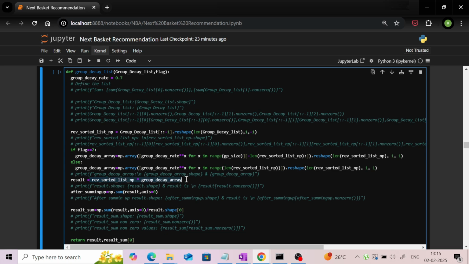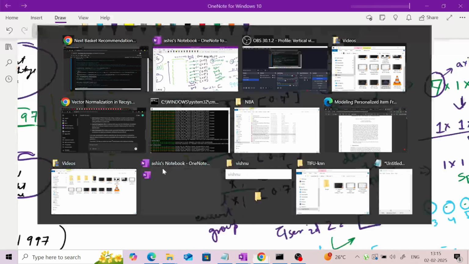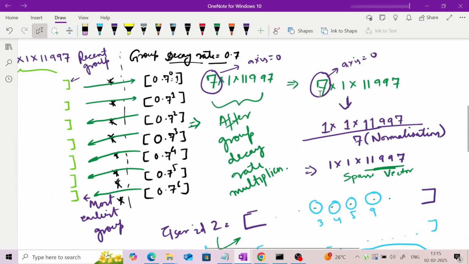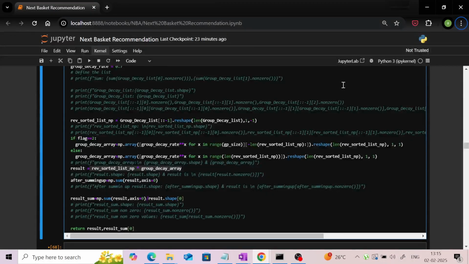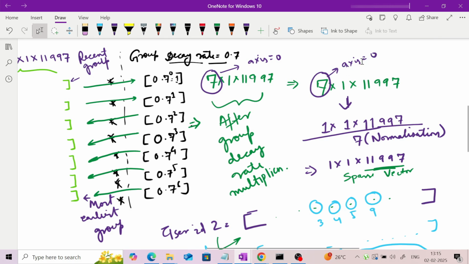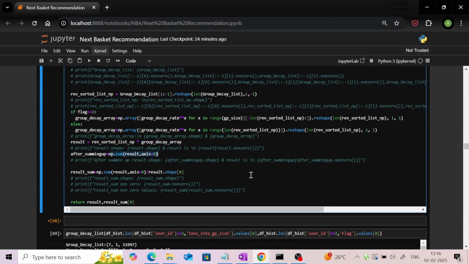And over here we are simply doing the element-wise matrix multiplication of the two matrices. Once we have multiplied those two matrices, we'll be getting this 7 by 1 by 11,997 part. And then we'll be summing up the result across x equal to 0, and we'll be getting our final vector, which is 1 by 1 by 11,997.